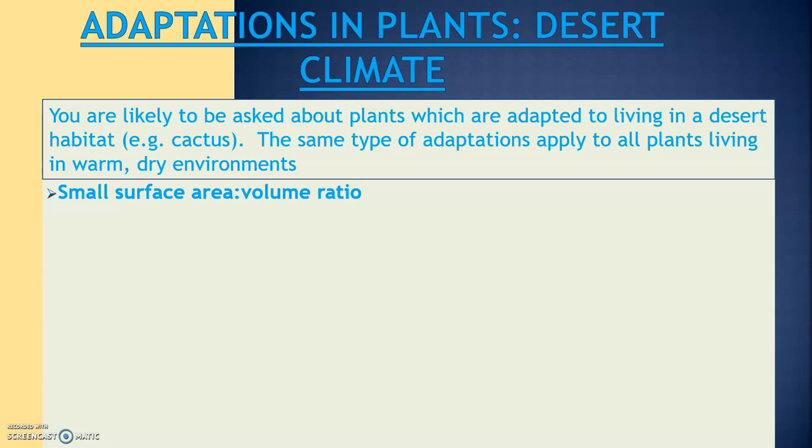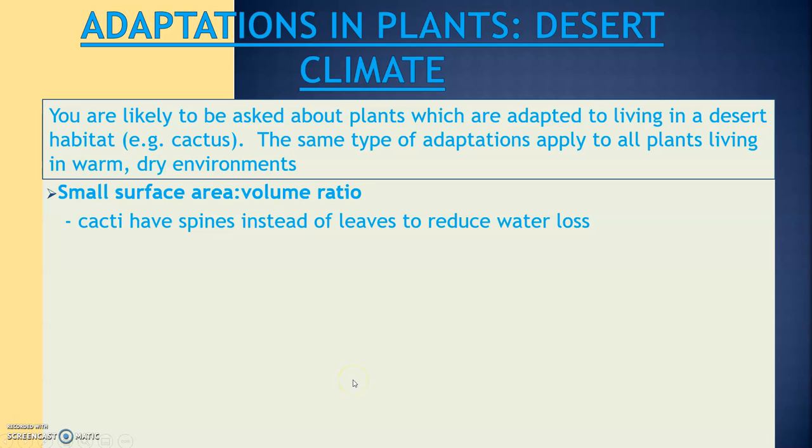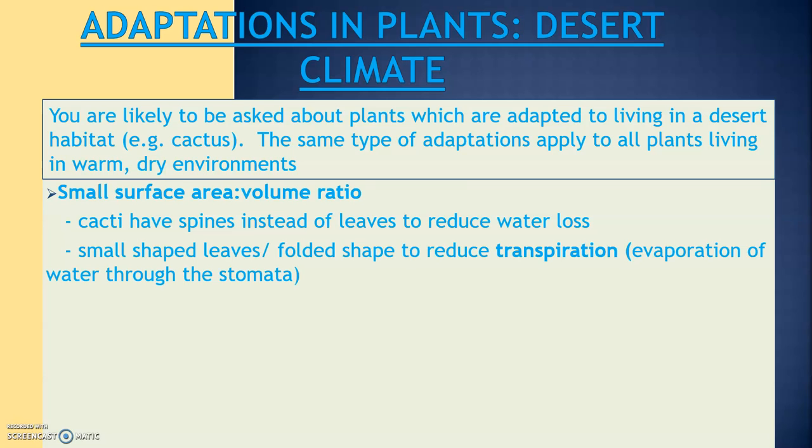So, one is small surface area to volume ratio. And why do you think it's going to have a small surface area? Like cacti, for example, have spines instead of leaves to reduce water loss. Now, small leaves as well, folded shapes to reduce transpiration, so evaporation of water through the stomata. Again, it is to reduce water loss, if that makes sense.